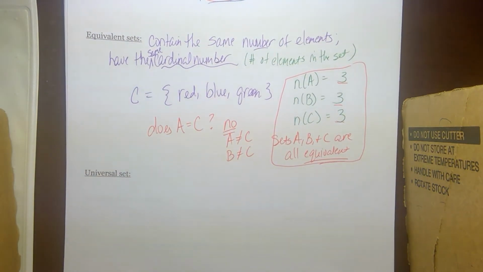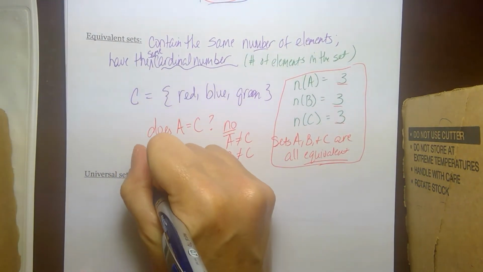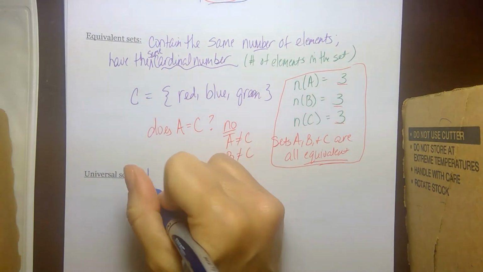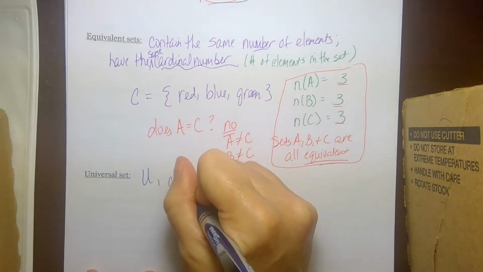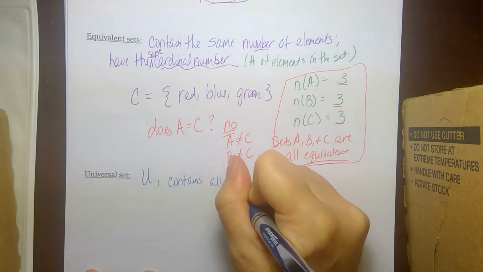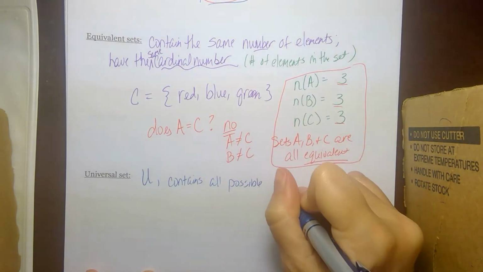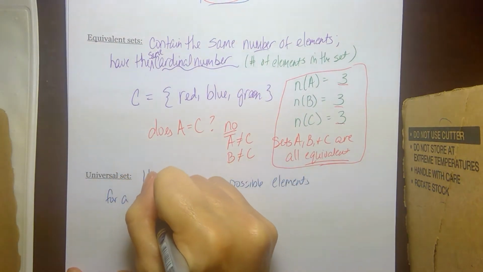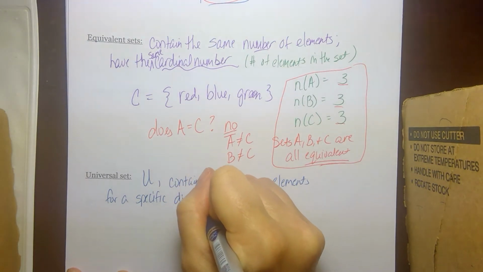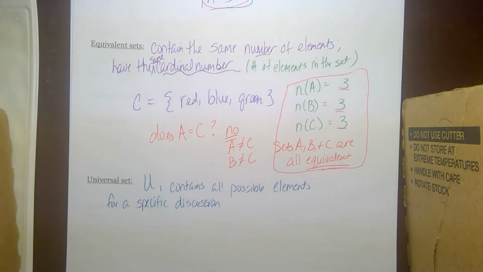Okay, universal set. My symbol for the universal set is a capital U. The universal set contains all possible elements for a specific discussion. So, for example, if the set I'm interested in is the set of students enrolled in this class, my roster for the class would be my universal set. And then I might identify subsets within that universal set.